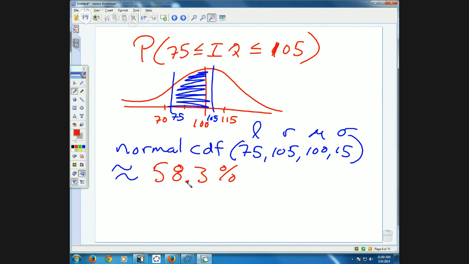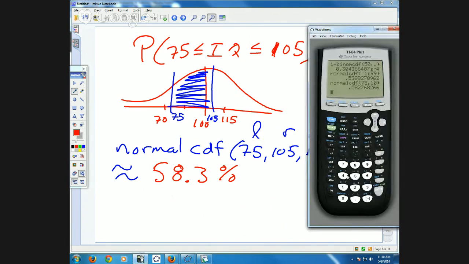Hey, what would the z-scores for 75 and 105 be? So negative 1 point something? Let's figure out exactly what it is. I'm kind of curious. So on my calculator, I'd go parentheses 75 minus the mean 100, close parentheses, divide by 15. So the z-score there is negative 1.66666666. So negative 1 2/3.